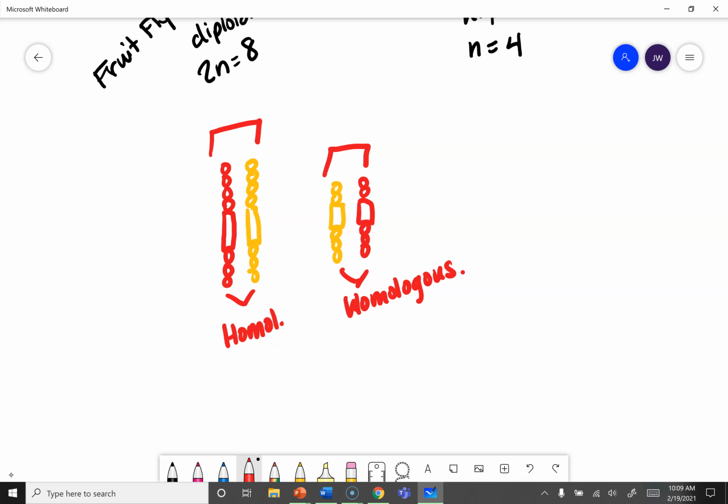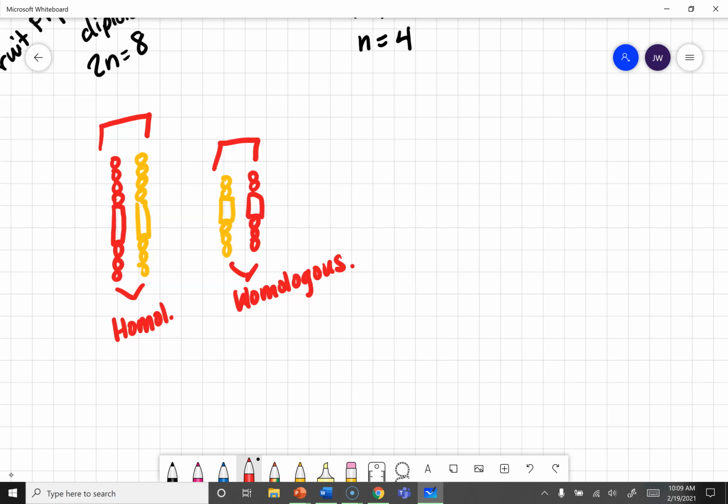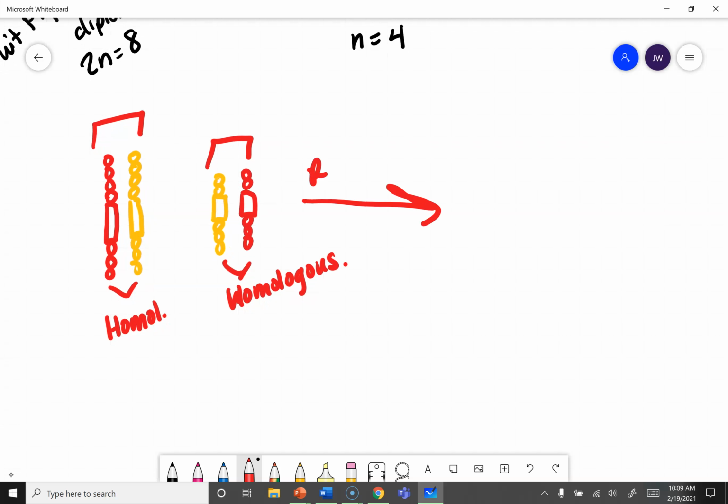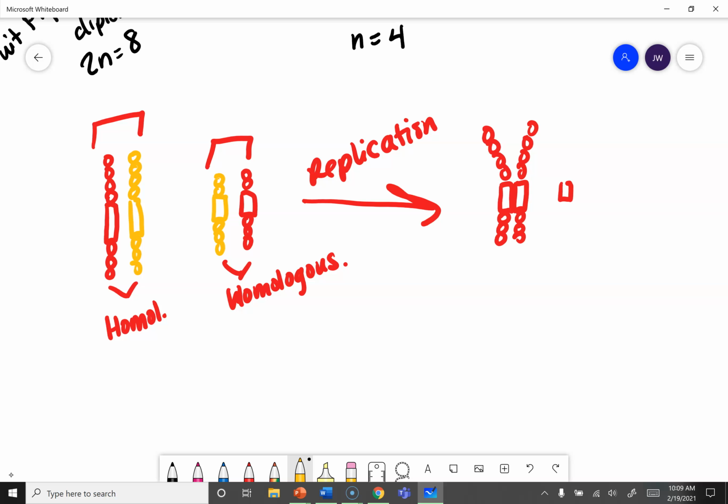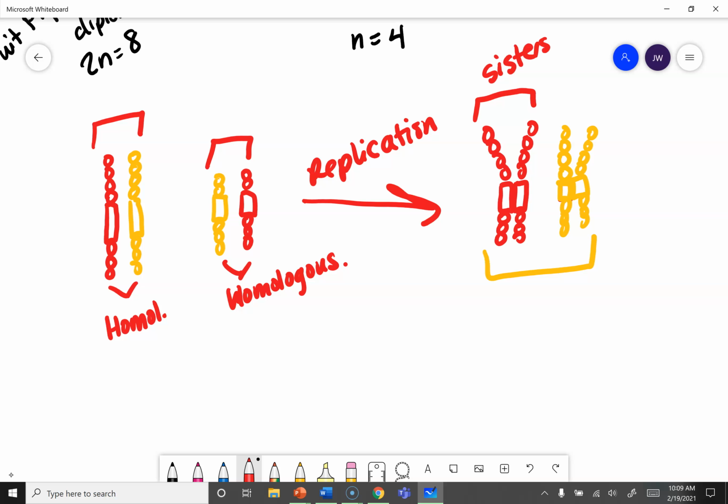All right. Early on in your lab, you are going to do DNA replication. And when you do that, you're going to produce sister chromatids for each type of chromosome. Okay, so there's our large one. These are still homologous chromosomes, but now we have made sister chromatids. I'm just going to call them sisters there.